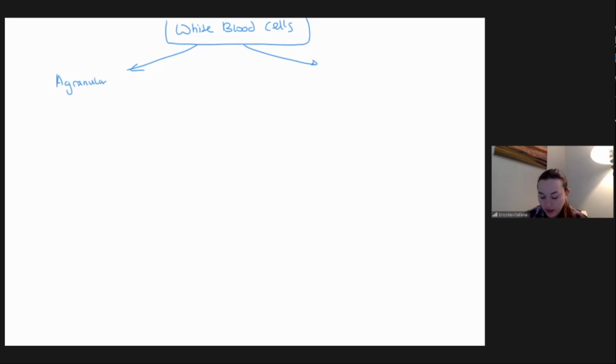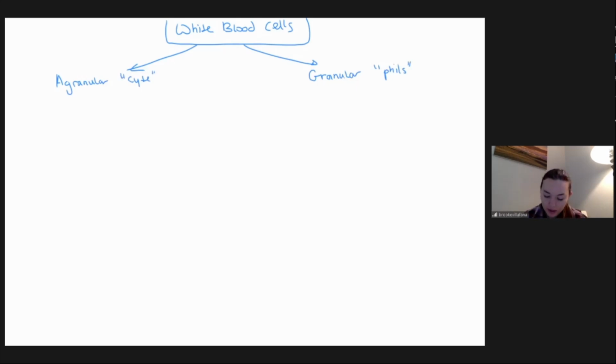So for our white blood cells, we're going to go over these and then we're going to do questions. So for our white blood cells, remember we have our two subdivisions. We have our agranular white blood cells and we have our granular white blood cells. And remember, granular end in phils, agranular end in cyte. Remember that we have our mnemonic that we're supposed to do.